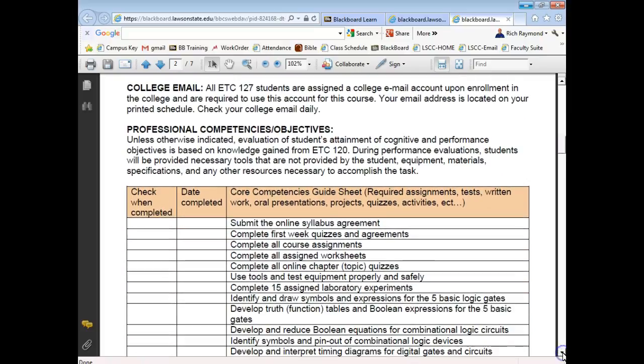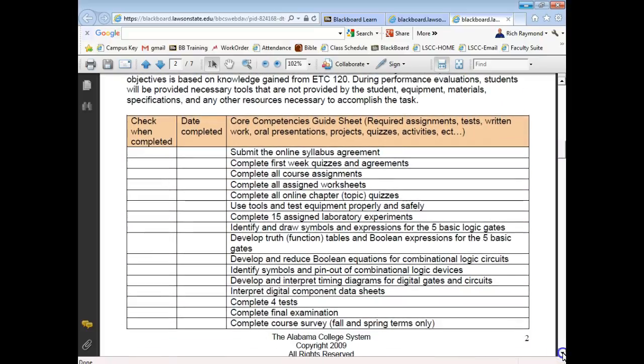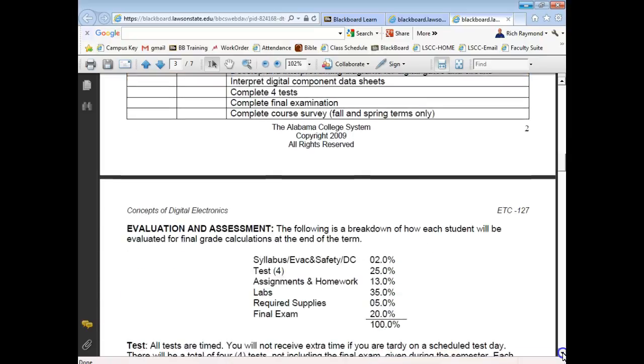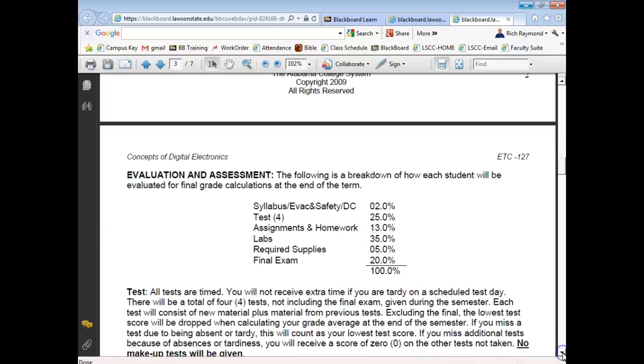Blackboard, this is what we're going to be doing during the semester. This is the way we scale. This is the way you're graded. So just completing these first week quizzes, that's 2% of your grade. Okay. Tests, we have four tests during the term. This is 25% of your grade. Assignments are 13%. Labs are 35%. Required supplies are 5%, and the final exam is 20%.